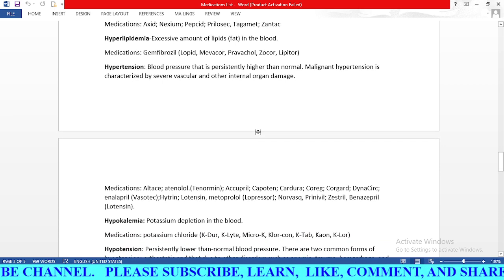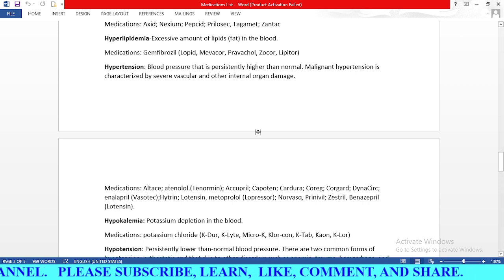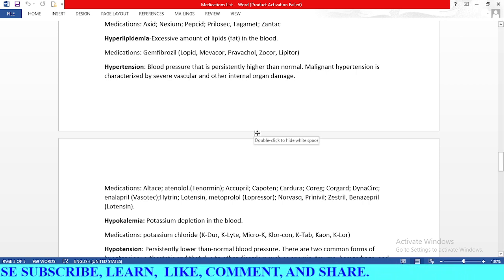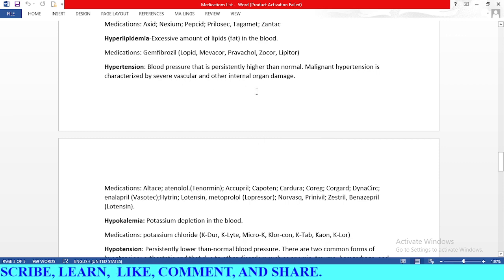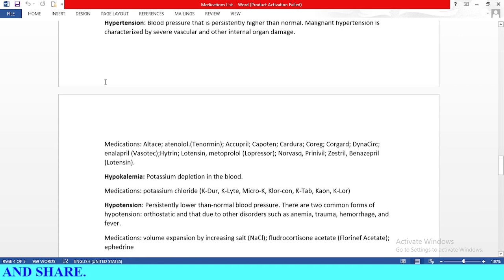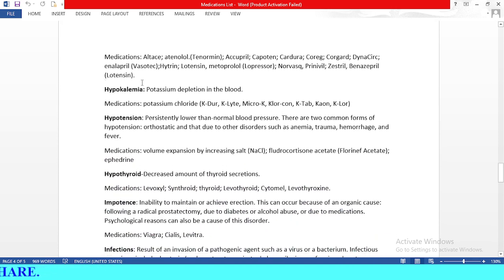Next one is hypertension. What is hypertension? Blood pressure that is persistently higher than normal. So malignant hypertension is characterized by severe vascular and other internal organ damage. So usual medications: Altace, Atenolol, Accupril, Capoten, Cardura, Coreg. So you need to check the documentation in order to code hypertension. Like lisinopril, metoprolol.